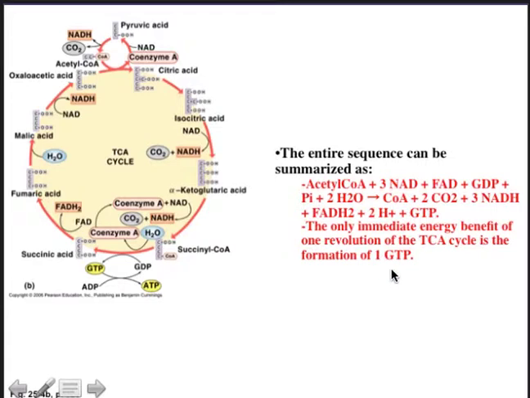The only immediate energy benefit of one revolution of the Krebs cycle is this single GTP that's generated right here. It's immediately used to make an ATP molecule, which can be used instantaneously for work, okay? So again, without oxygen, we've just got those 2 ATP from glycolysis and these 2 ATP that are generated down here. All the rest of the chemical potential energy at this point is in NADH and FADH2 molecules, and we don't get the energy payoff from those until we get to the electron transport chain.